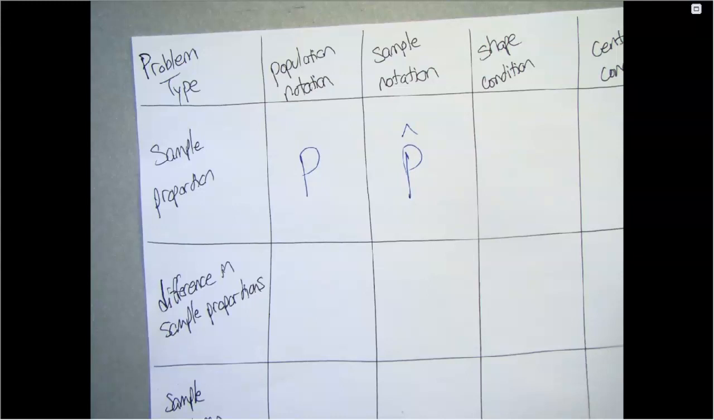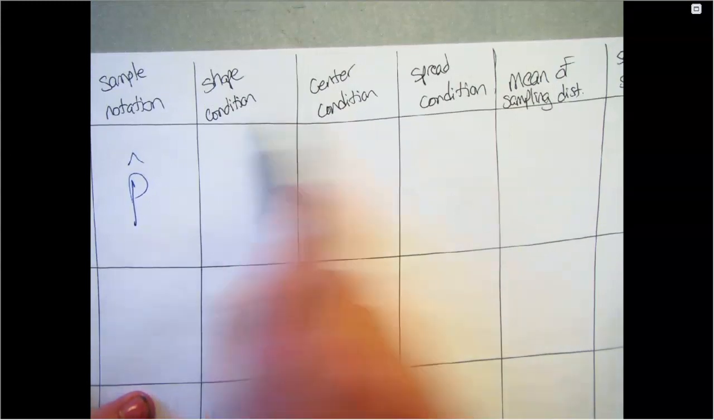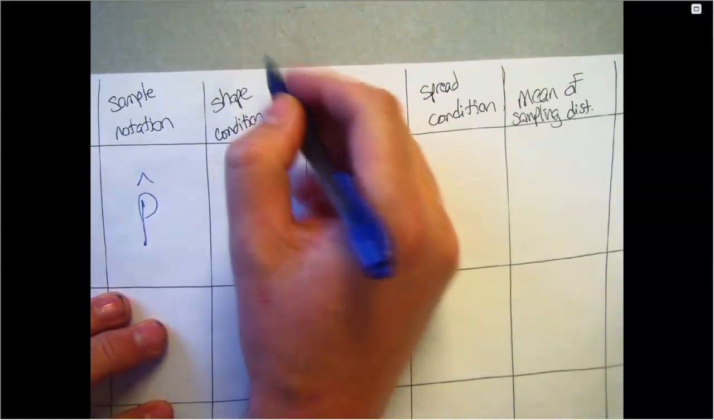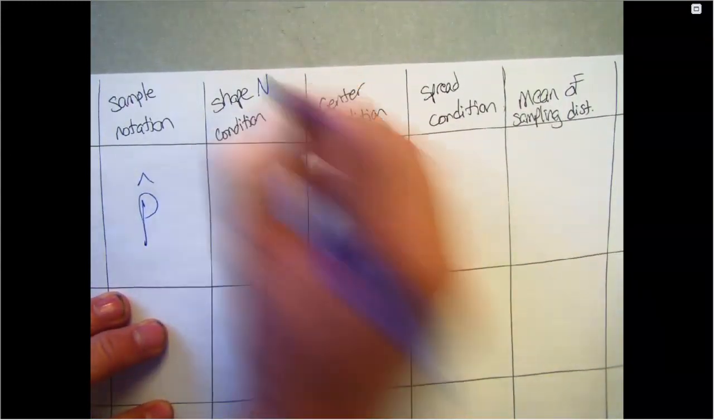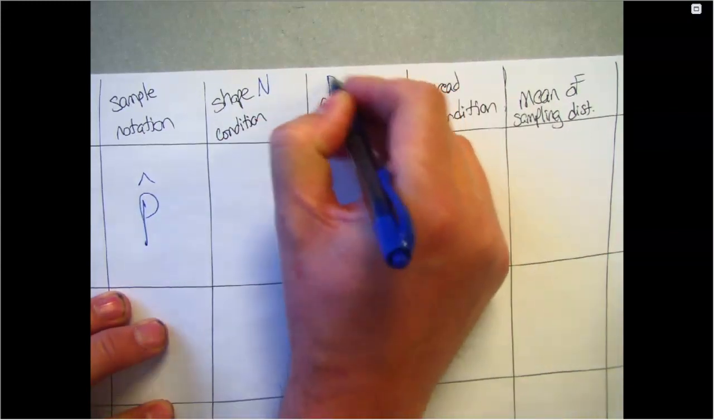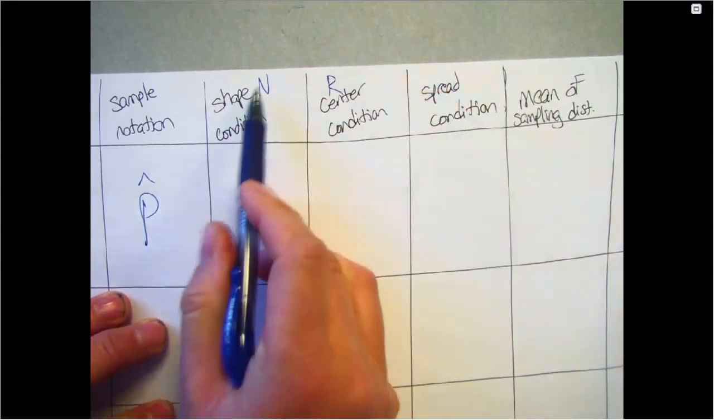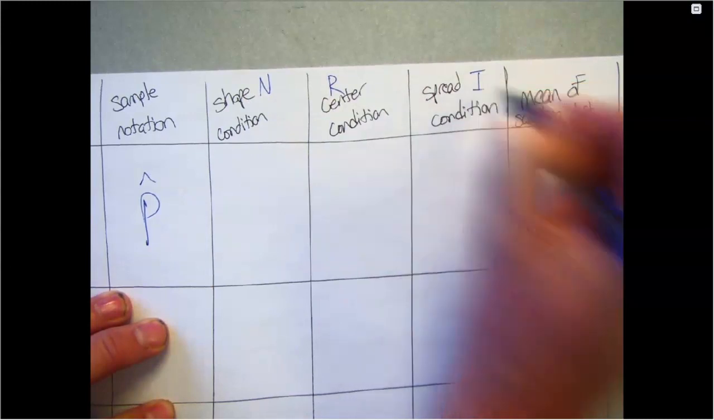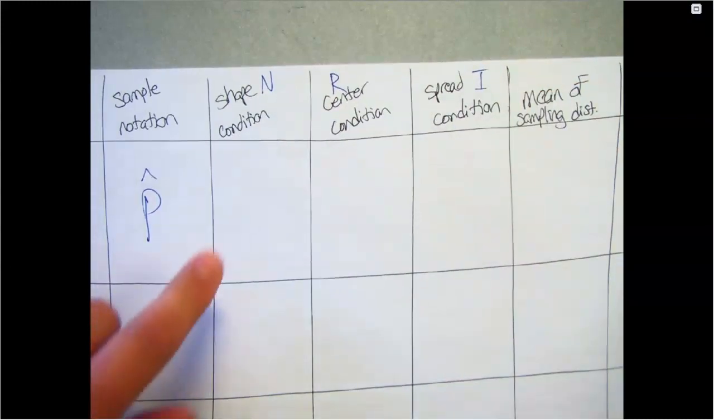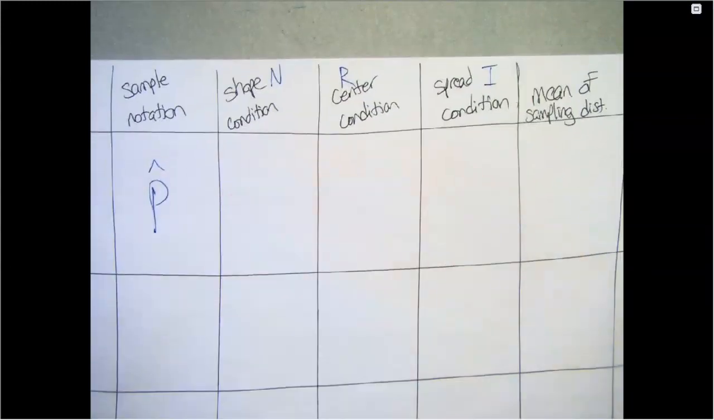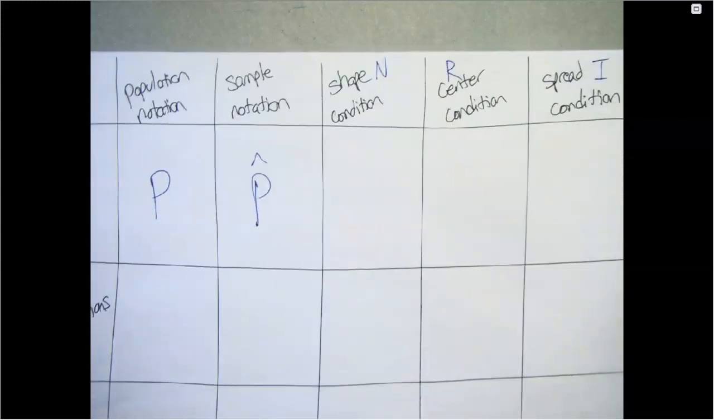The shape condition. At first I started off with RIN, like randomness, independence, and normality. But then I realized maybe I should be doing shape, center, spread. But you can if you want: shape is normal, that's your N, center is your R, and spread is I. But shape, center, spread probably puts it more into what you guys are used to.